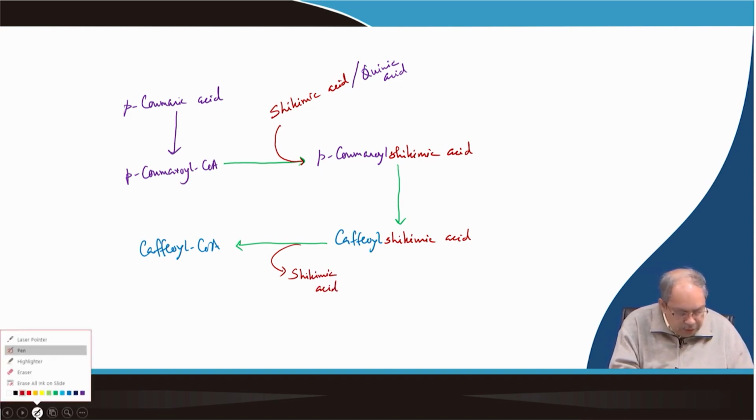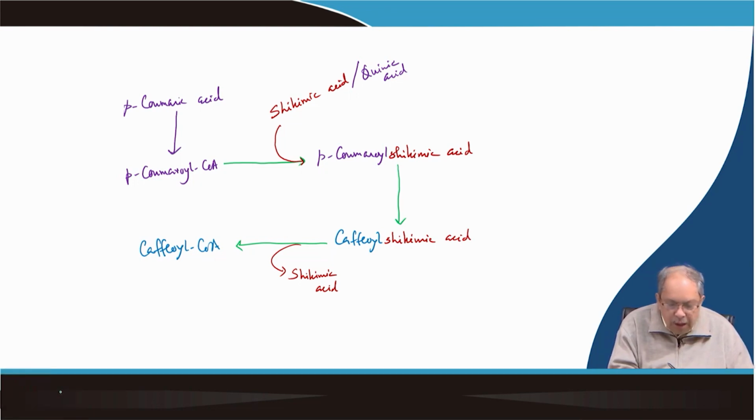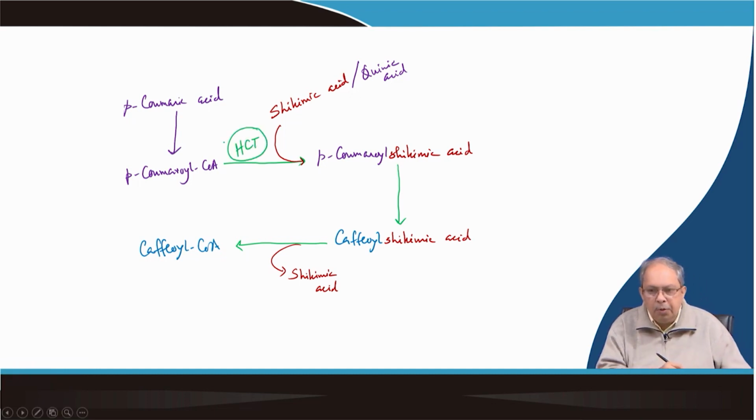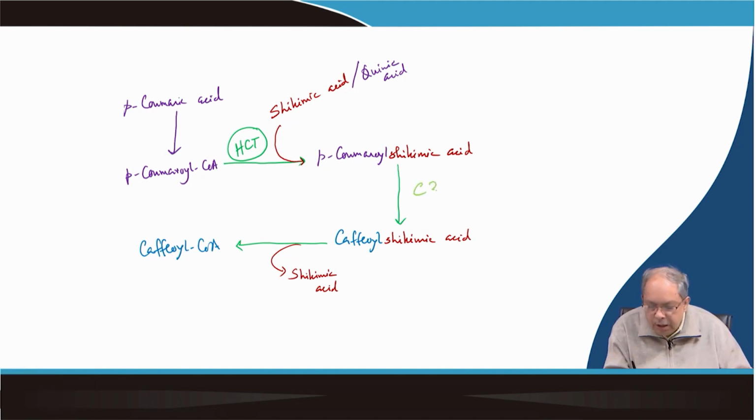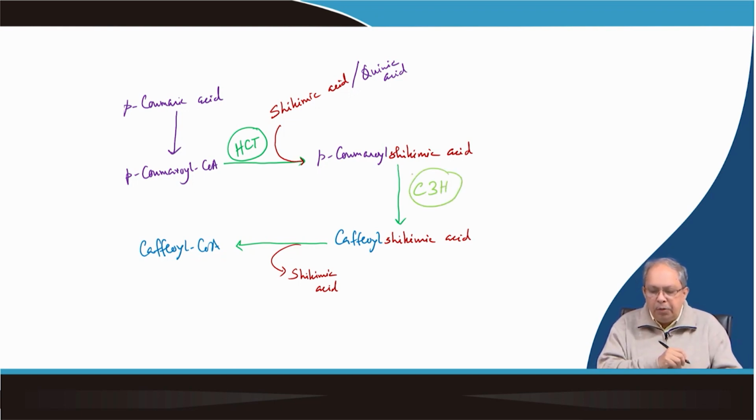The first and third reaction are catalyzed by an enzyme which is called HCT, hydroxycinnamoyl CoA shikimate hydroxycinnamoyl transferase. So, it is basically a transferase which joins shikimic acid and coumaroyl CoA to make para-coumaroyl shikimic acid, and the next enzyme is basically the C3H, which converts para-coumaroyl shikimate to caffeoyl.